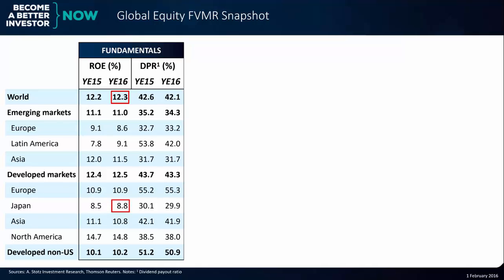Where is the lowest ROE? In Japan. If we want to look at dividend payout ratio, we can see that developed non-US countries are producing a dividend payout ratio of 51.2%. And that's compared to, for instance, the world dividend payout ratio of 42.6.